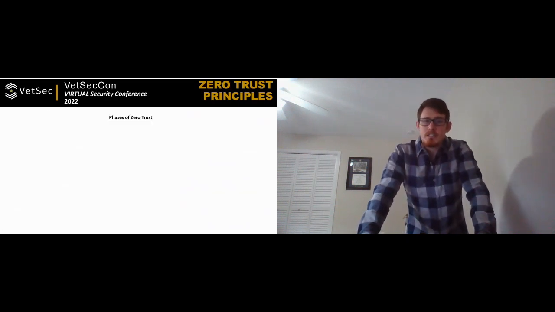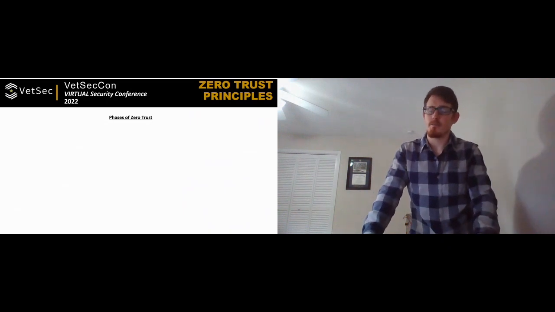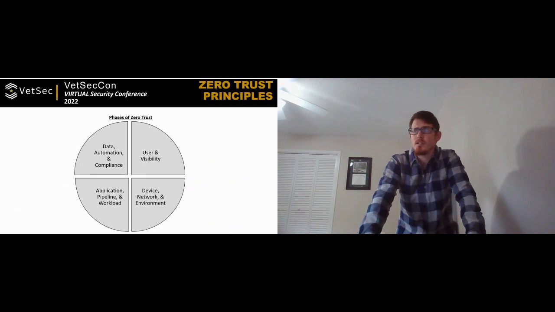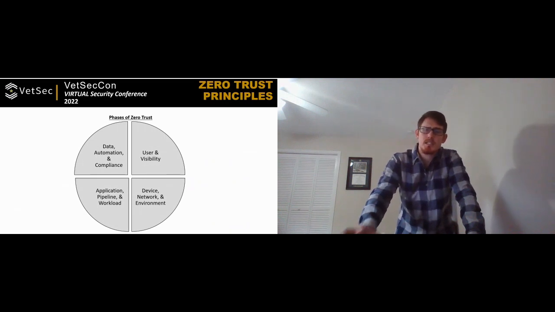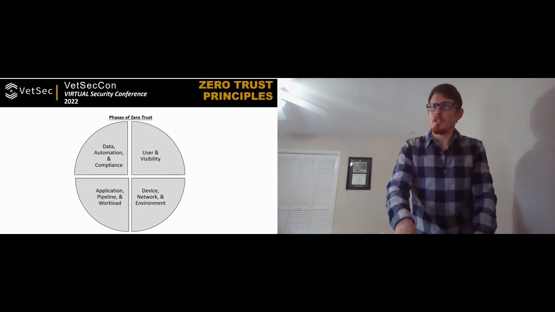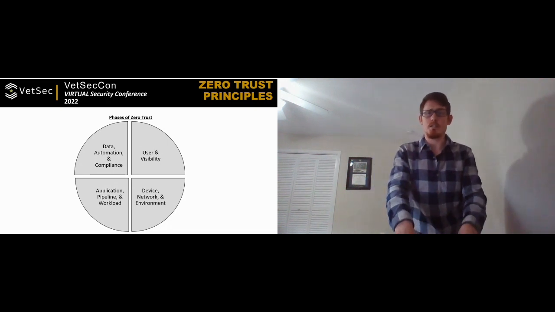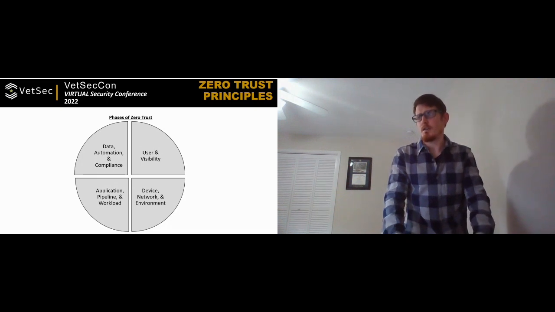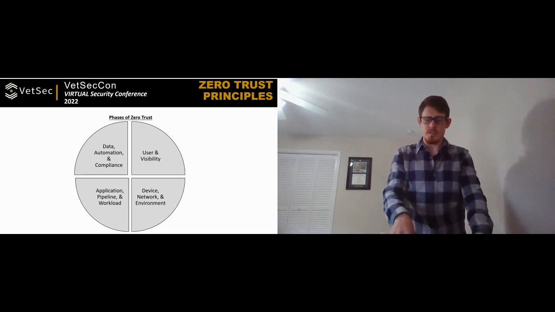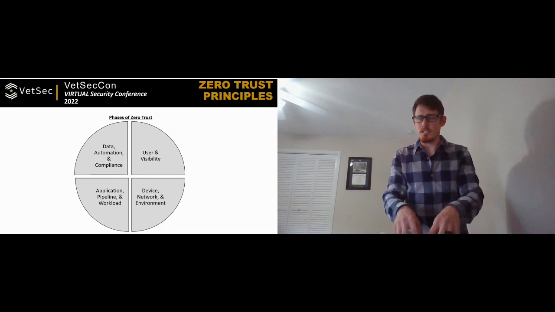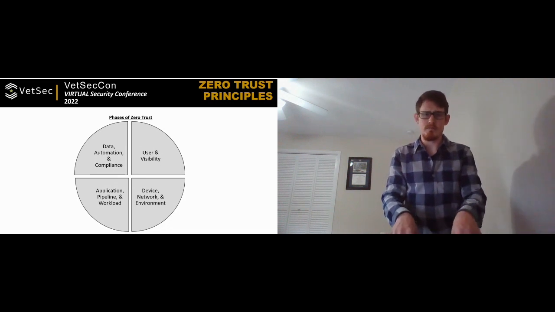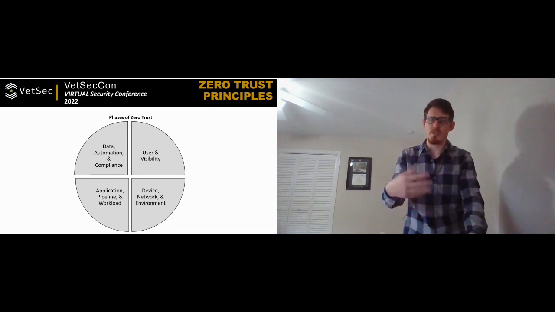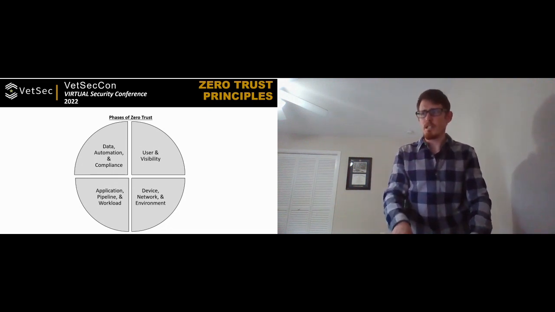So there are phases of zero trust, right? There's four of them. The users and availability is typically designed for phase one, for an organization that is thinking of implementing this type of architecture. The user and availability portion is going to take time. It's not a quick snap of the finger and boom, you have it.